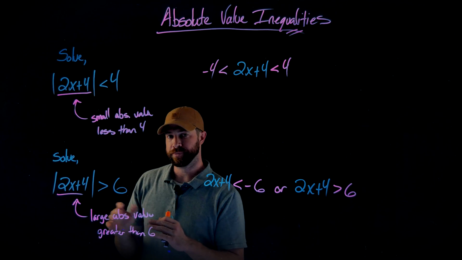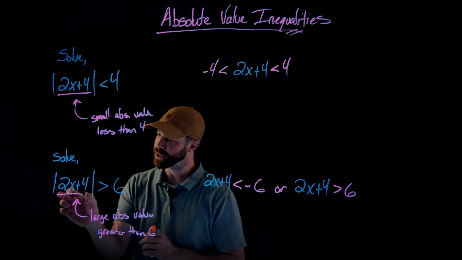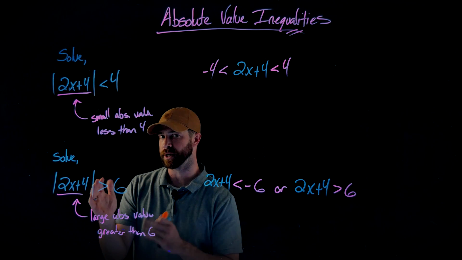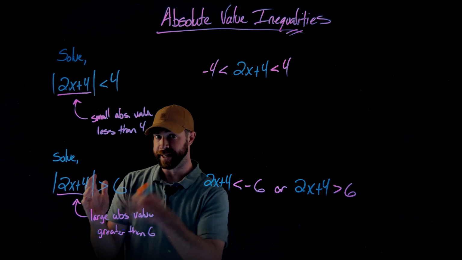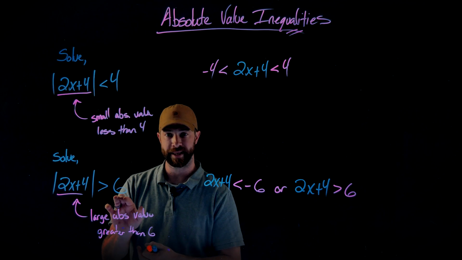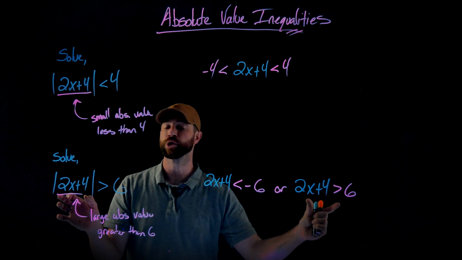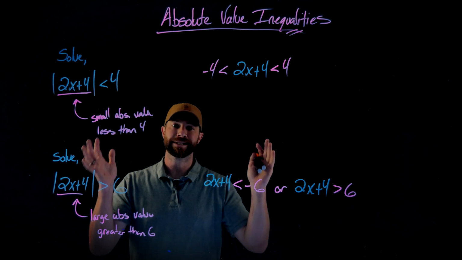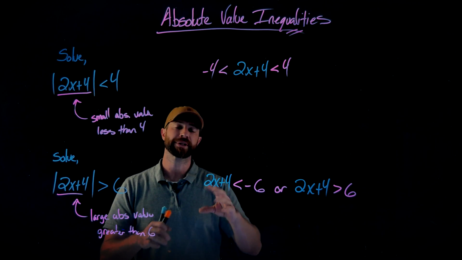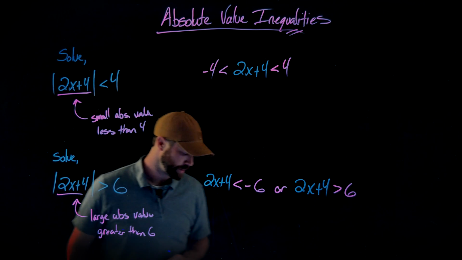For a greater than absolute value, what I'm saying is the expression on the inside of the absolute value has to output something that's less than negative 6, so that when I take the absolute value, I get something bigger than 6. Or this expression needs to output something that's simply greater than 6 right here. Let's solve these real quick, get the solution sets and compare them, and say some final words.